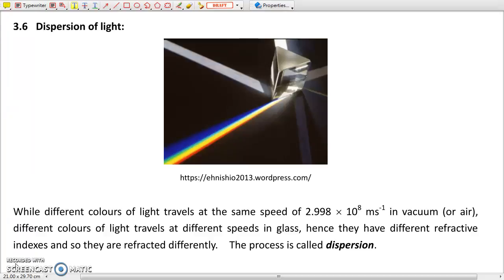3.6. Dispersion of light. For some medium, such as glass, the speed of light depends on the frequency of light. In other words, different colors of light travel at different speeds in glass. We call it dispersion.